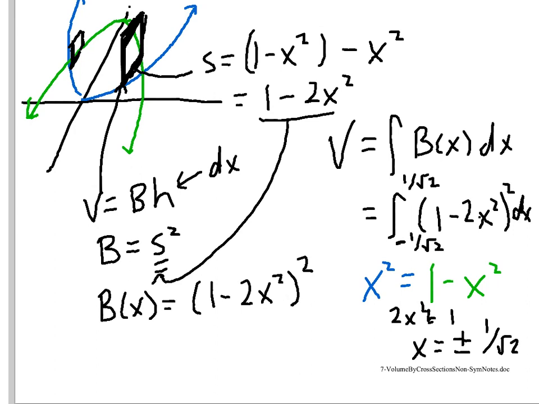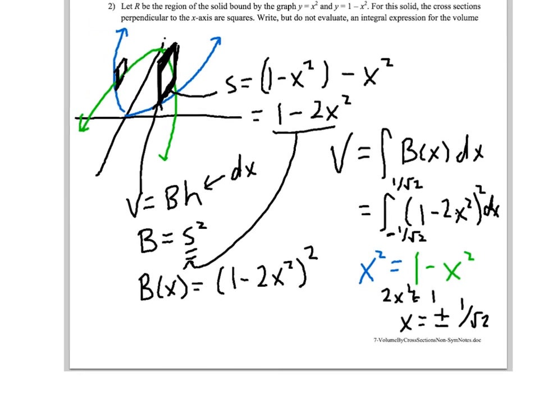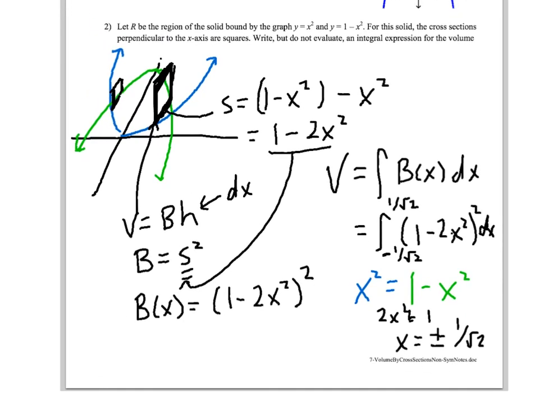And there we go. That's how we find the volume. Let me make that a little bit smaller now. And there we go. That's finding the volume by cross-sections when each slice is a square.